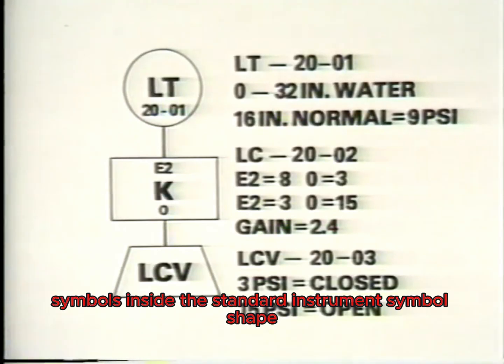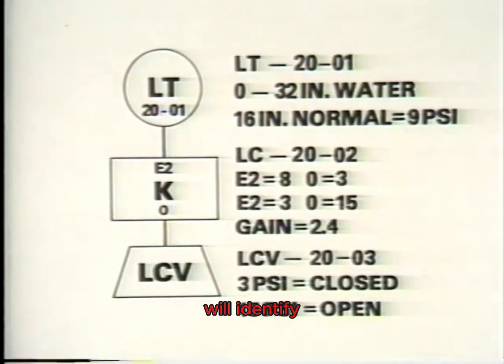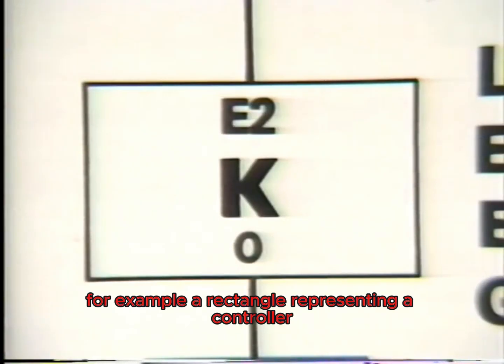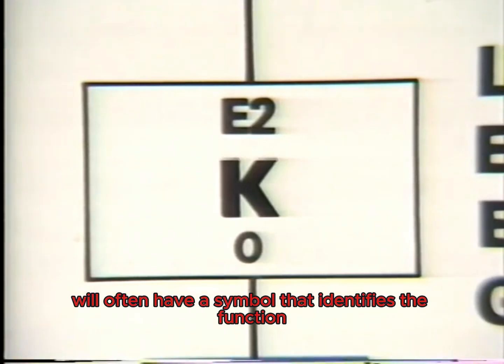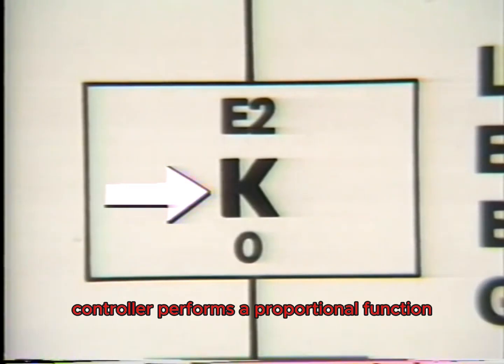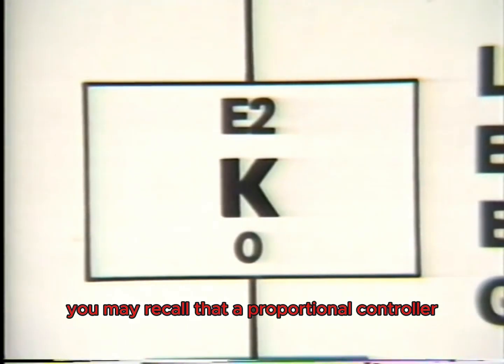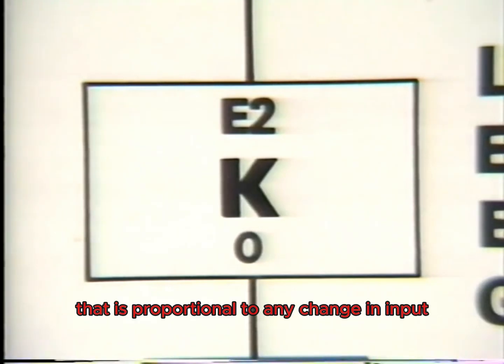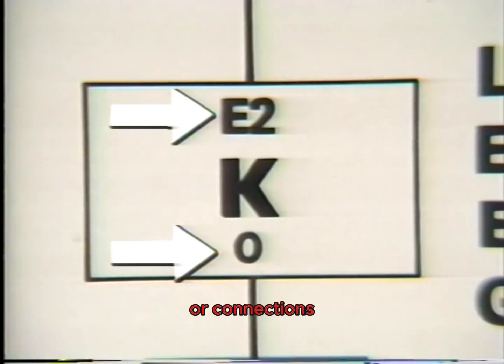Frequently, symbols inside the standard instrument symbol shape will identify additional information about the instrument it represents. For example, a rectangle representing a controller will often have a symbol that identifies the function that the controller performs. This symbol indicates that the level controller performs a proportional function. You may recall that a proportional controller produces a change in output that is proportional to any change in input to the controller. A controller symbol may also contain information that identifies input and output ports or connections.